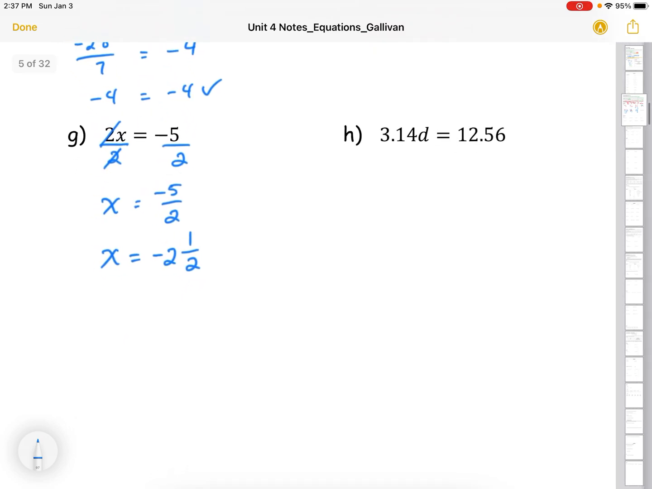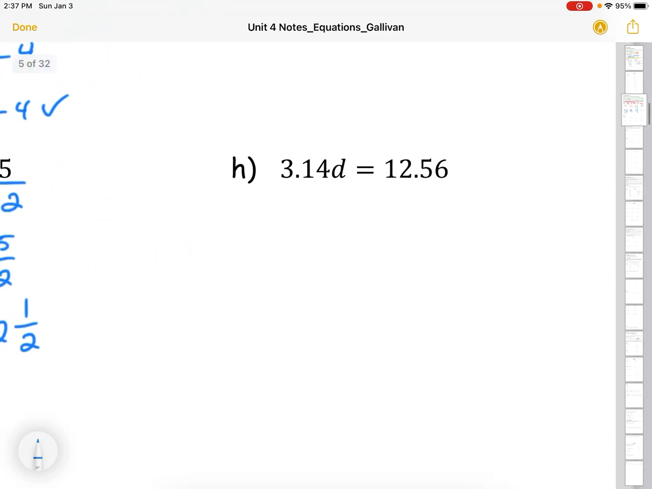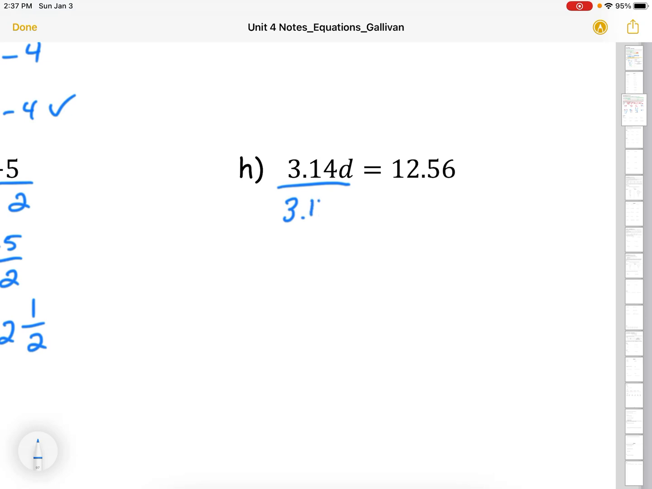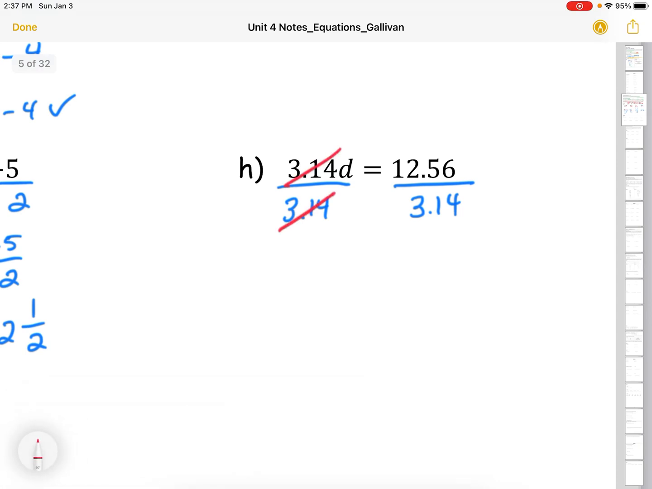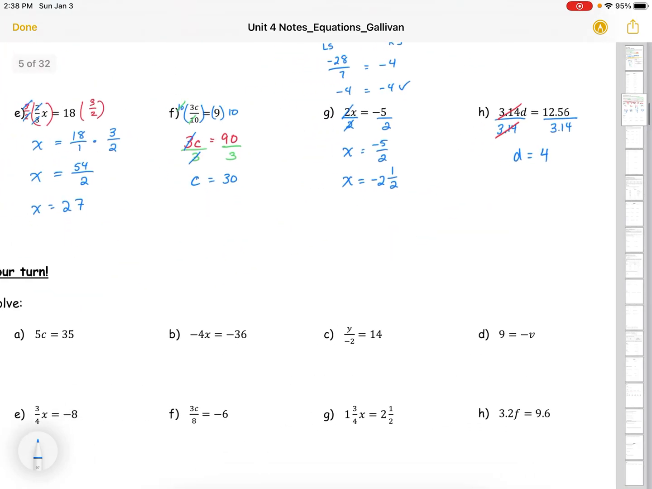I forgot. Here, 3.14d is equal to 12.56. Don't be scared by the decimals. We're simply going to divide by 3.14. We're dividing because dividing is the opposite of multiplying. On this side, it cancels out. And I'm left with d is equal to, well, 12.56 divided by 3.14 is equal to 4. Okay, and if you wanted to check, 4 times 3.14 equals 12.56.